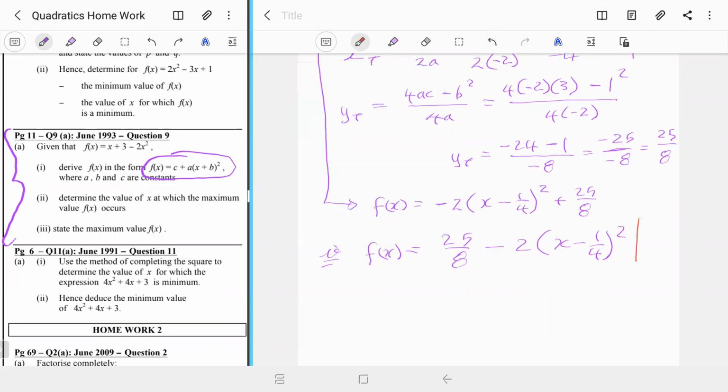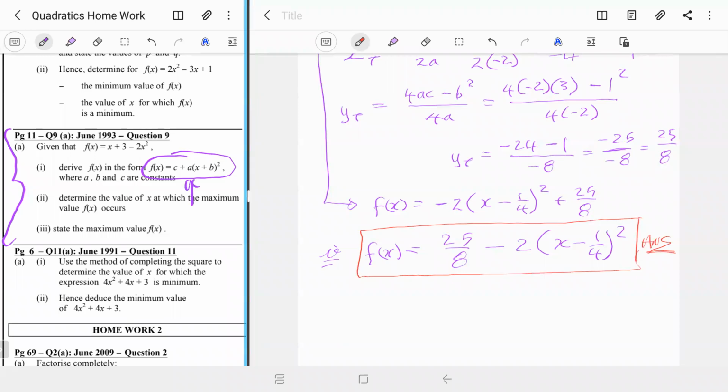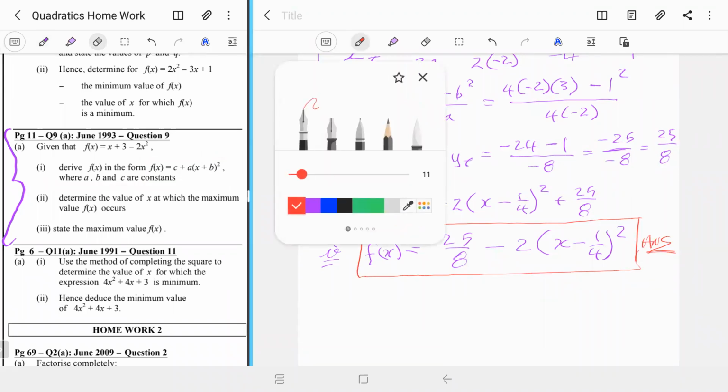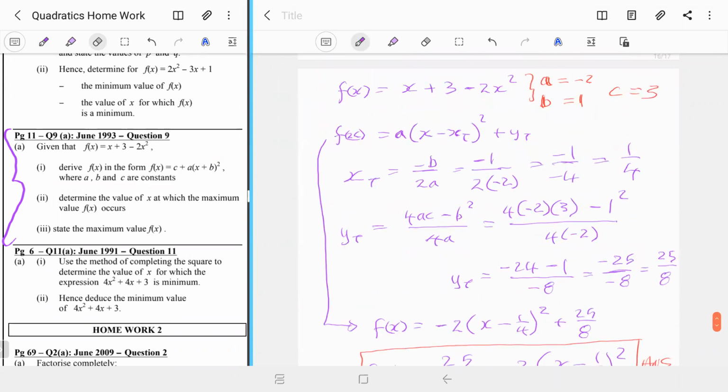If I write it in the format that they wanted, that's my answer, written in the format that they wanted. That's it. That's our part 1. All right, now part 2. This is part 1 we just did.